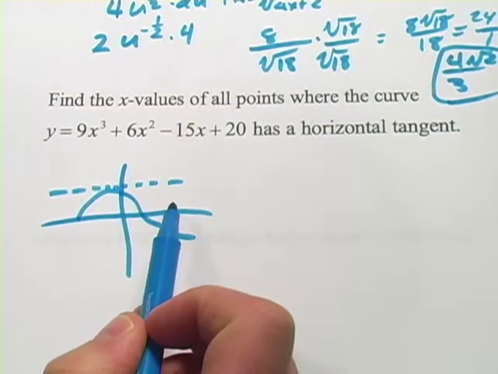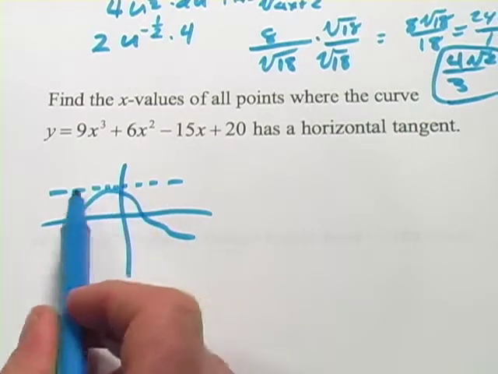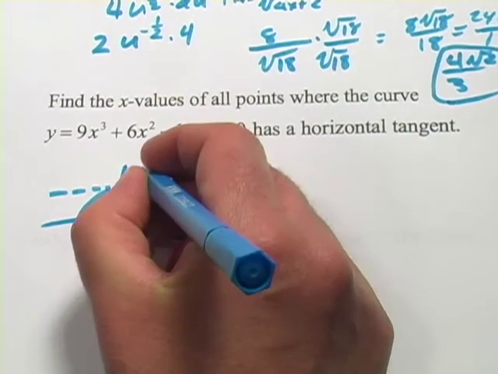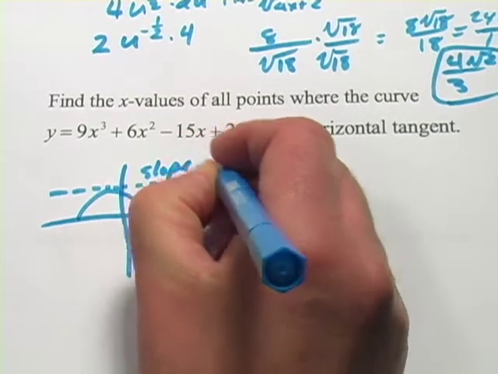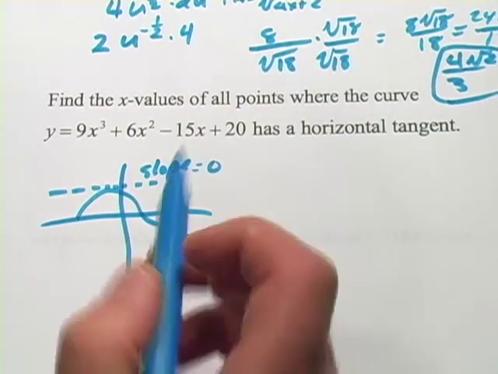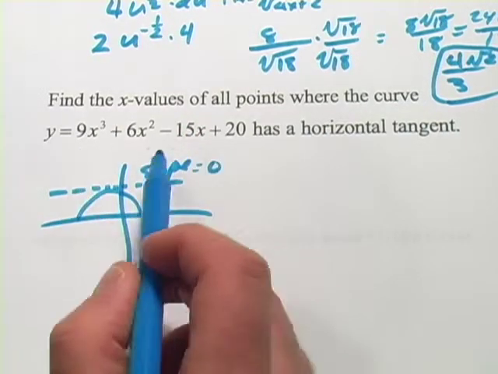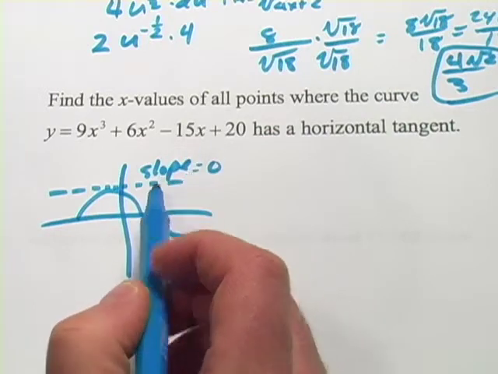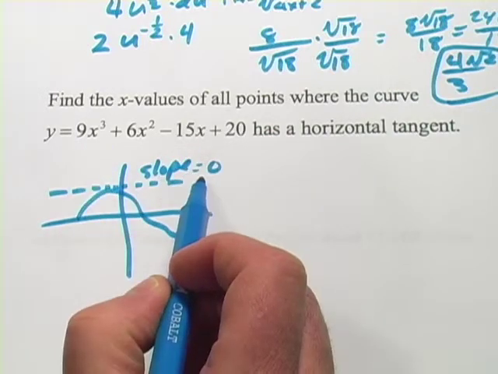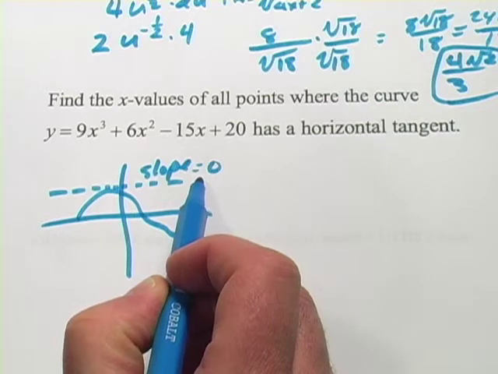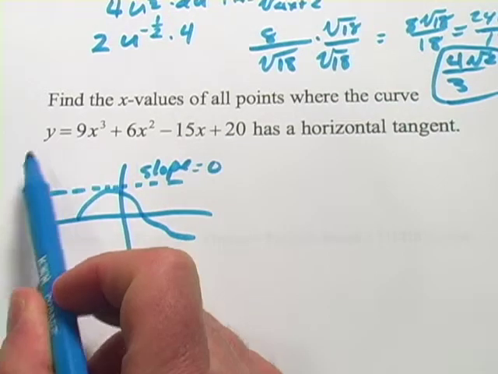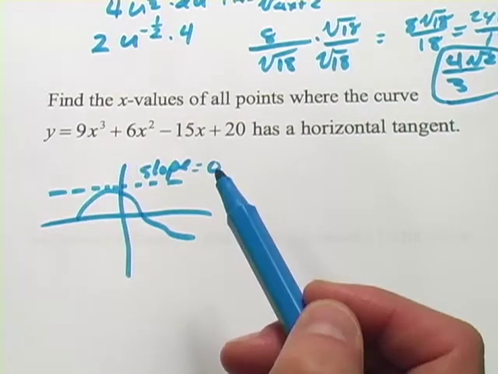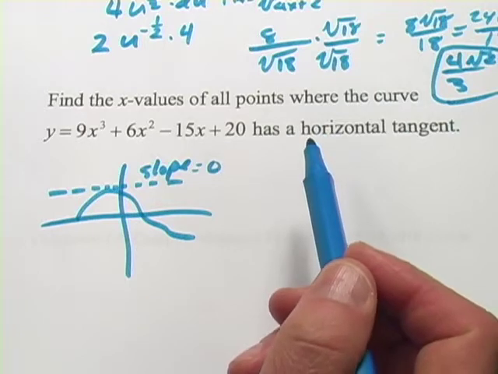there's the horizontal tangent. And what that means is the slope of a horizontal line, this slope right here, is 0. So if we want to find out all the points where any function has a horizontal tangent, we can find out where the slope of a tangent line equals 0, which means we take the derivative of that function and set it equal to 0 and solve for those x values.